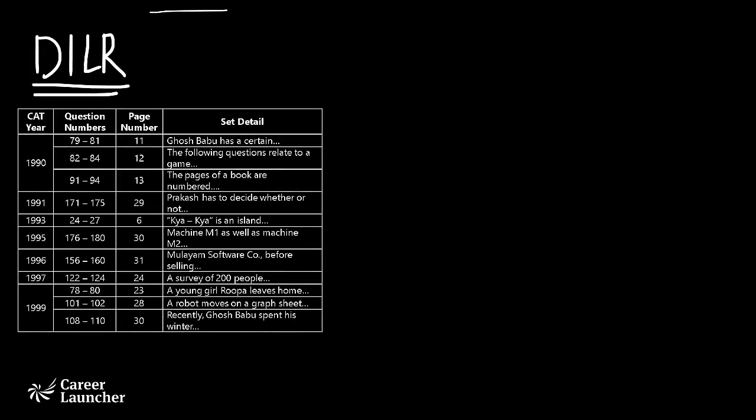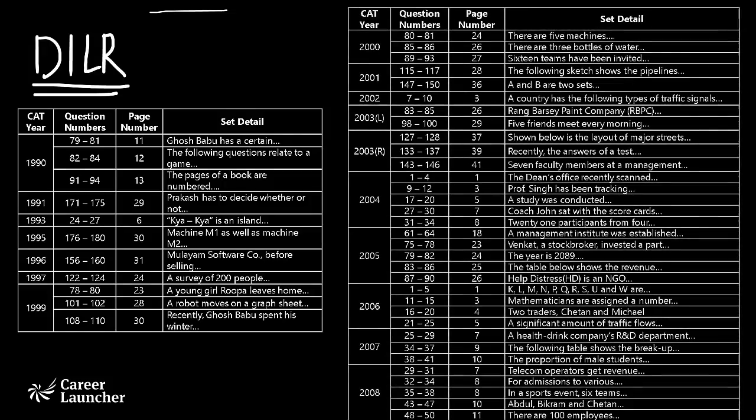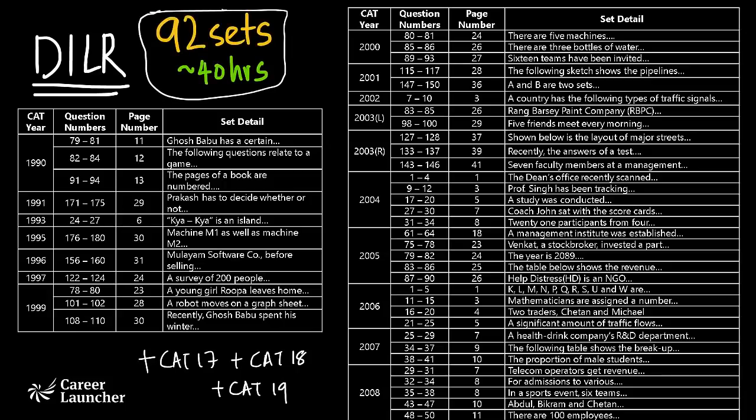If I list down all the questions from 1990 to 1999, which I believe test the same kind of skill set that we are seeing now, these would be the questions. The page number corresponds to the PDF file that I showed you in the beginning. And from 2000 to 2008, those are the set of questions. And then of course you can solve the questions from CAT 2017, 18, and 19, which will be absolutely relevant. That will be a sum total of 92 sets, which probably require about 40 hours.